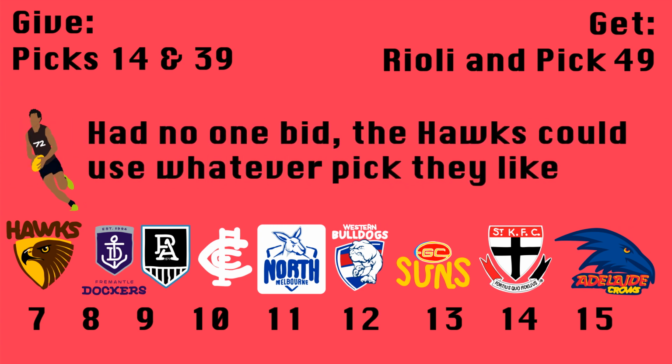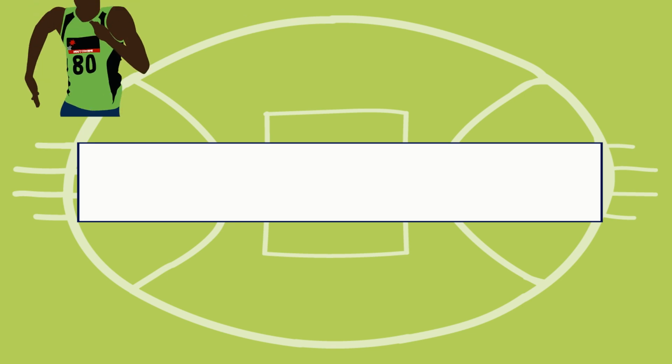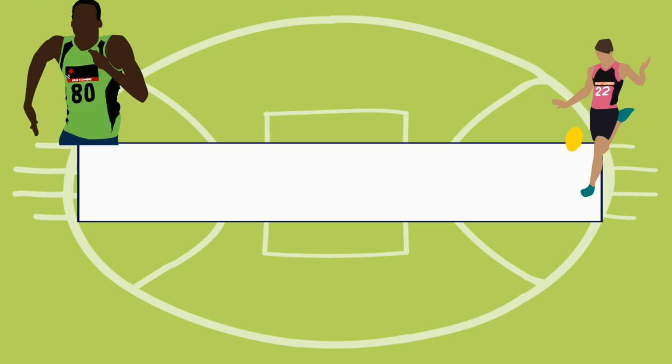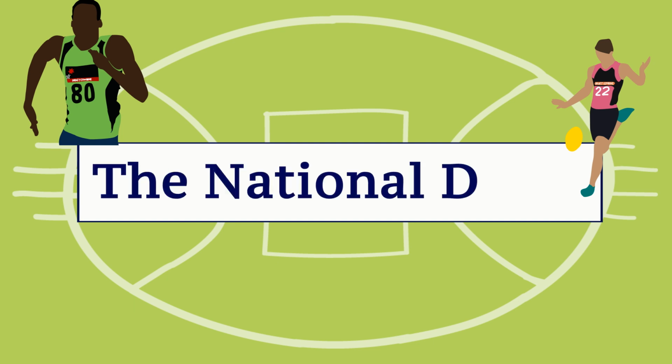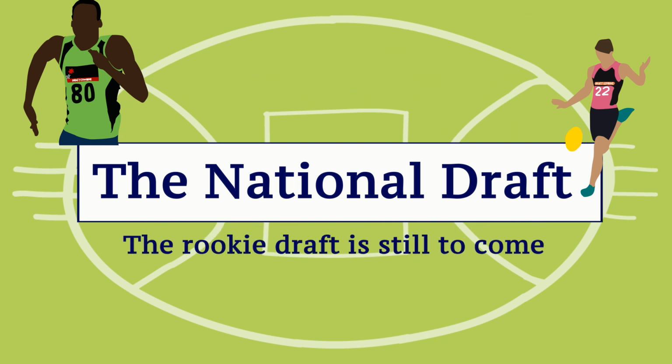Had no one bid for Anatoly, the Hawks could select him with whatever pick they like. However, this is uncommon for high-profile prospects. The number of players selected at the draft varies each year. While the national draft is the most direct route to an AFL club, if a player misses out, it's by no means the end of their dream, as the rookie draft is still to come.